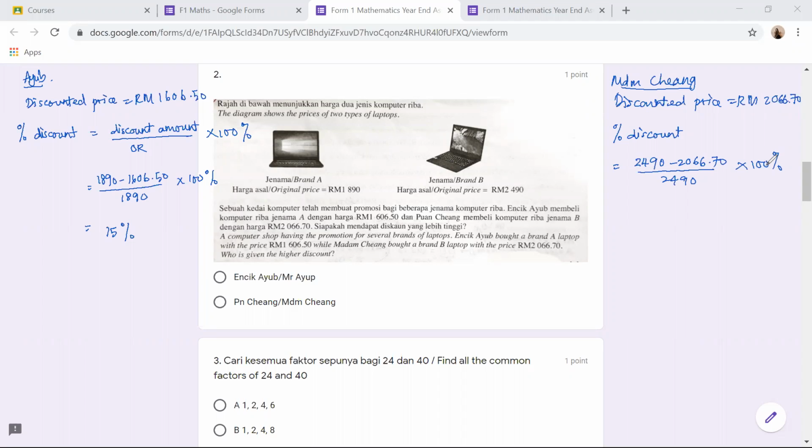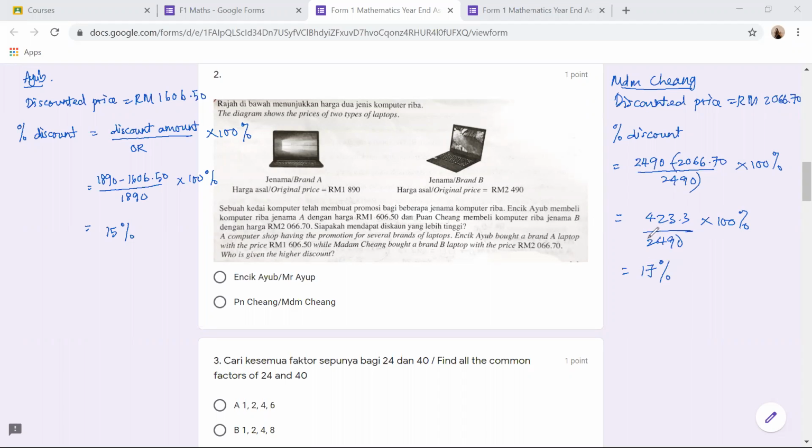All right, now I know where your problem is. You must have used your calculator wrongly. I think you keyed in 2490 minus 2066.70 over 2490. The calculator will calculate the divide for you first. Yeah, I think that might work. That is a very careless mistake. Very careless and very serious mistake also. Okay, so for this one, we will have 17%.